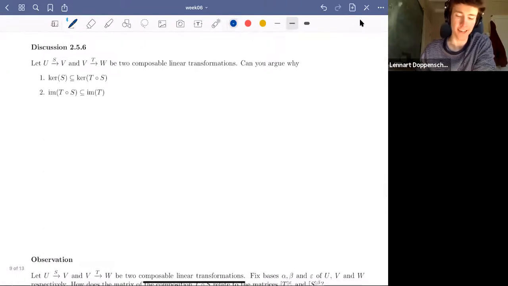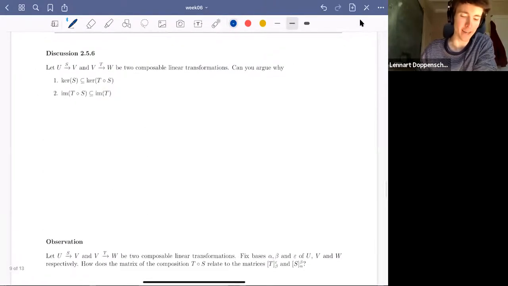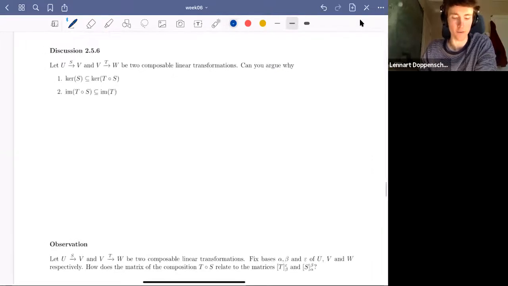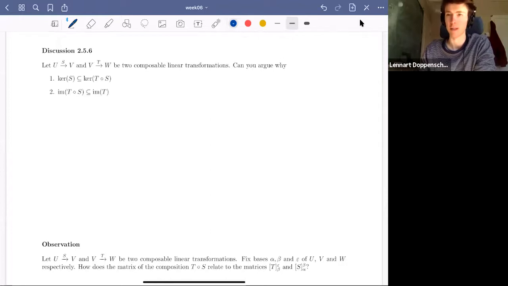Here I've made a proposition from the book into a discussion because I think it's not very hard to argue. So I just want you to discuss this proposition, and I'm going to fill in the blanks, or we're going to see why this is true. I'll give you 3 or 4 minutes, and if you have questions, then just write in the chat, or maybe I can just state what this means.